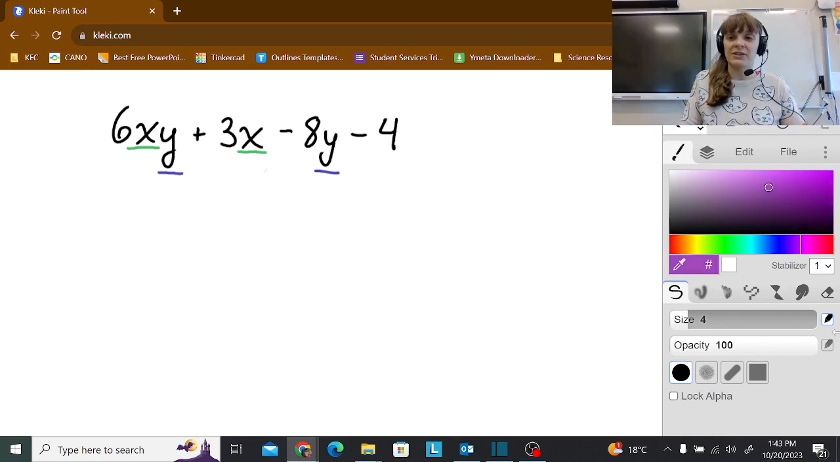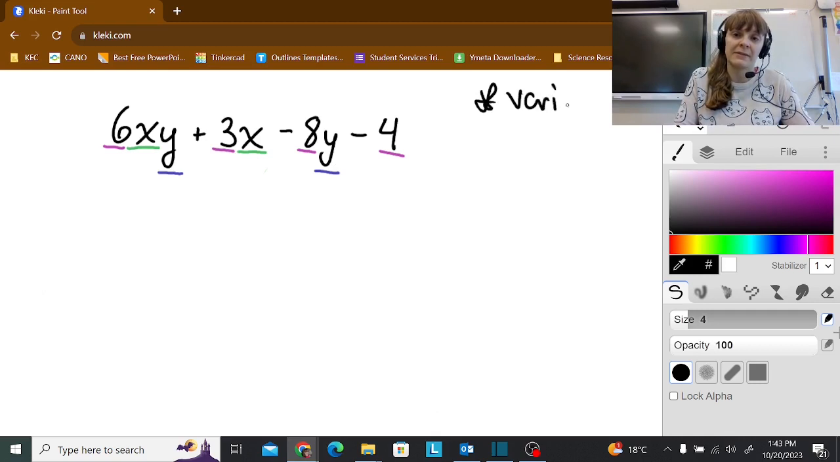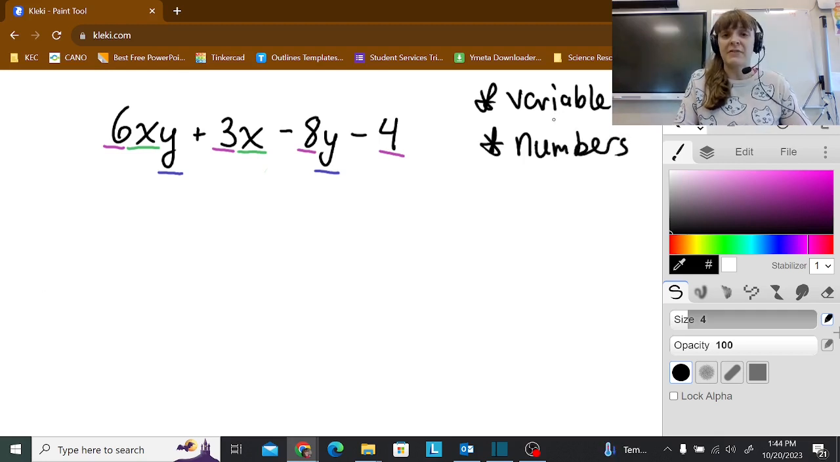Now we also want to take a look at our numbers. So we have a 6, a 3, an 8, and a 4. What we're going to be doing is putting these into two different groups based on a couple of things. Number one, we want to group them by a common variable. And then we are also going to look at the numbers in front. So I'm going to take a look at my variables first.